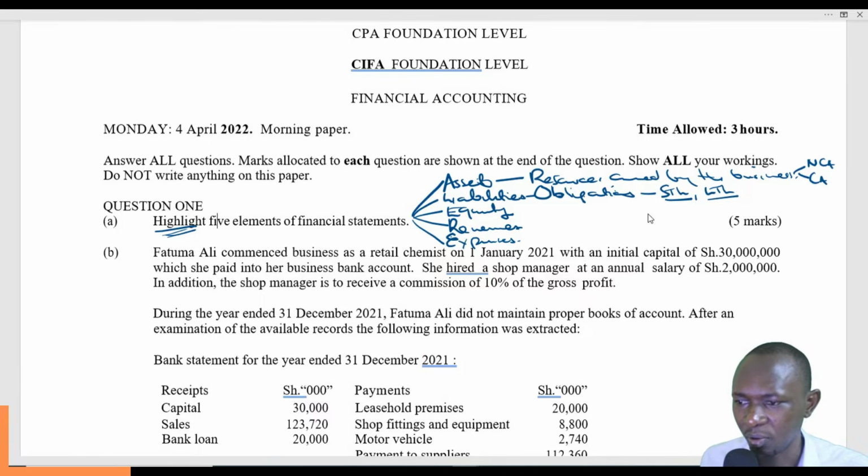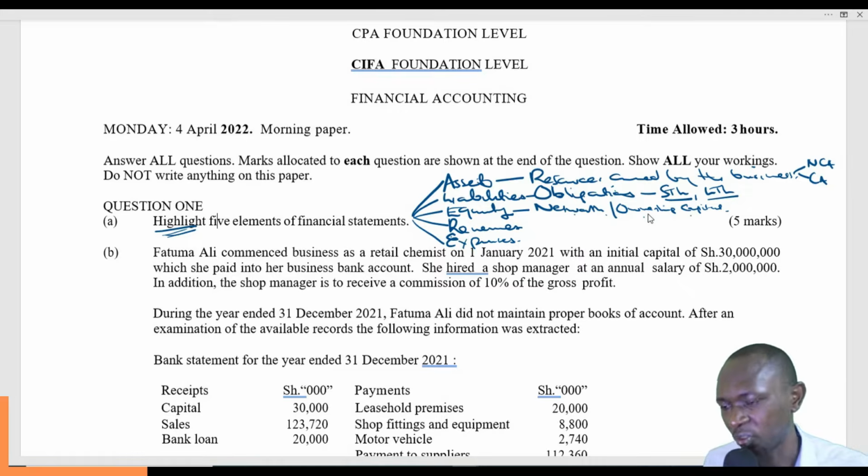So liabilities are obligations. Equity is the net worth of the business, or ownership, the capital contributed by the ownership. So it's the net worth of the business, the initial money that was pumped into the business to help the business start up, or for the sake of growth of the business. So we simply call it net worth, or the capital that has been pumped into the business by the ownership.